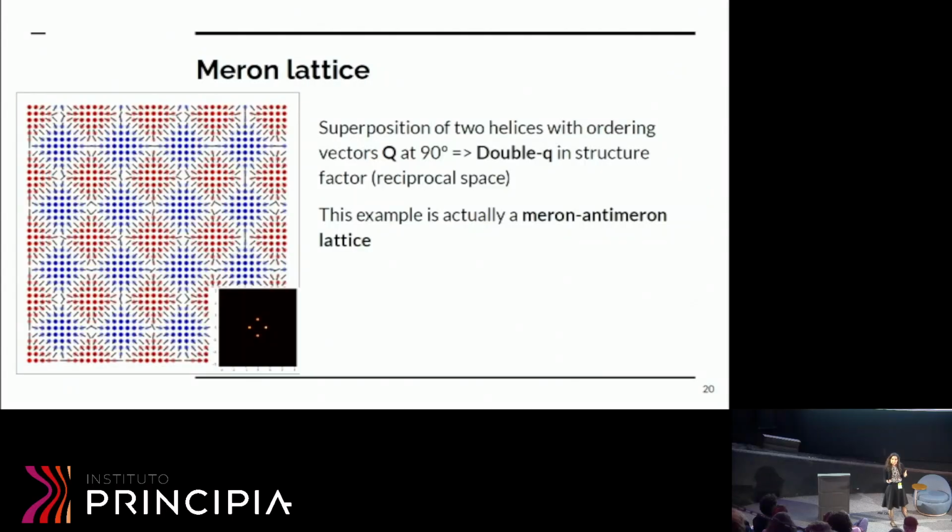So you needed 3 helices for a skyrmion lattice. For a meron, you need 2 helices. And the condition is that these 2 helices have perpendicular ordering vectors, right? They are at 90 degrees. So this is actually a meron-antimeron lattice. And you can see in reciprocal space, you will have a square, because the two ordering vectors are at 90 degrees. So this would be the indicator that you have some meron lattice if you look at this in a neutron scattering experiment, okay? So you have a lot of double Qs here. The particular thing is that the peaks are at the vertices of a square.